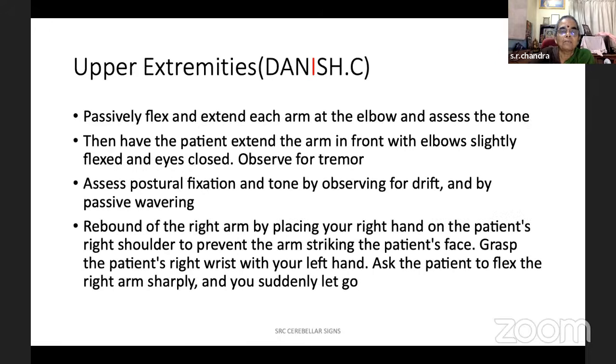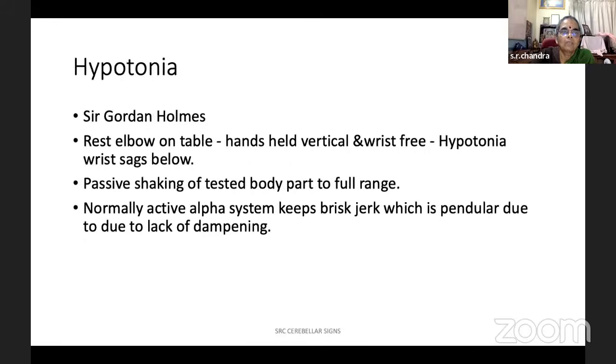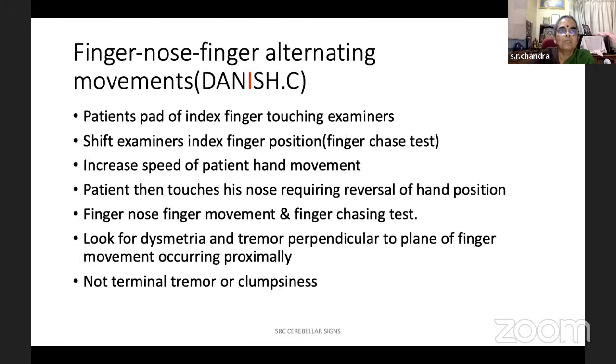Then in the upper limbs, all of us do the finger nose test, finger nose finger test. Next you have chasing the finger, which means the examiner, instead of keeping his finger in one place, first here, then here, keeps on moving to make the test more complicated. That is called the chasing the finger test. Then look for rebound phenomena, posture maintenance, and tone by passive shaking or keeping the limb like this; a hypotonic limb will fall down. So you look for tone changes.